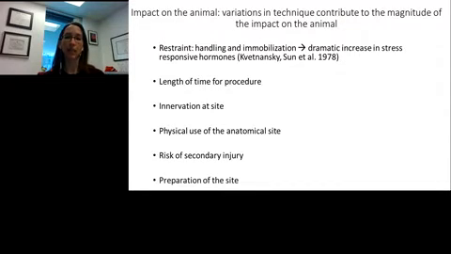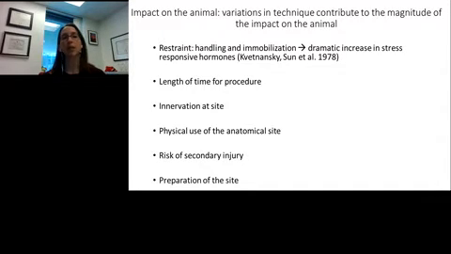And if that's the case, then you would hopefully get your desired sample collected before you would have activation of the hypothalamic pituitary adrenal axis, which is what's going to be responsible for changing those stress responsive hormones. You should also think about the innervation at the site that will be punctured. So some areas are going to be more highly innervated than others, and that's going to impact the acute pain response that's perceived by the mice.